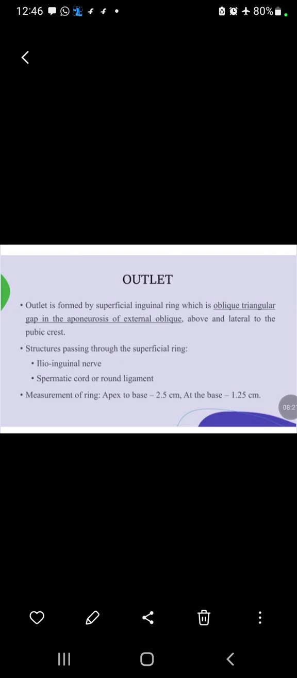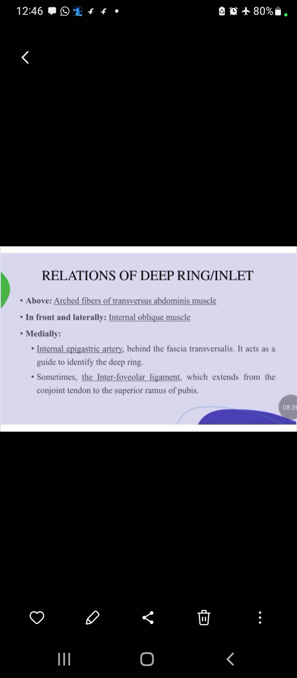Outlet is formed by the superficial inguinal ring, which is an oblique triangular gap in the aponeurosis of the external oblique, above and lateral to the pubic crest. Relation of the deep ring or inlet: above or in front, and laterally, medially.